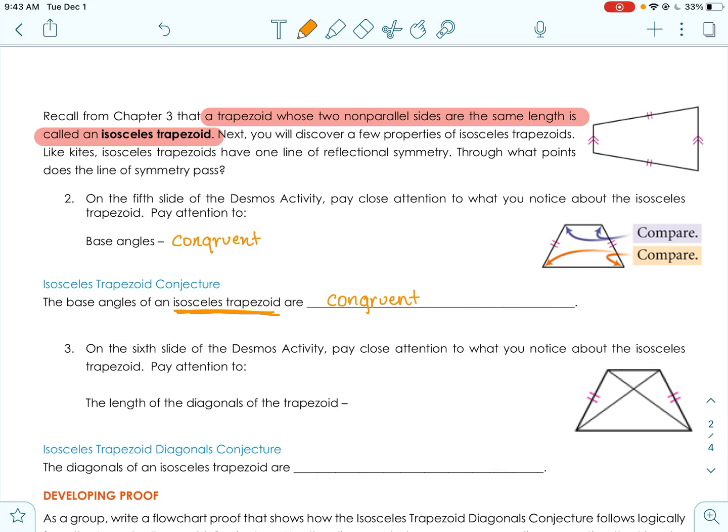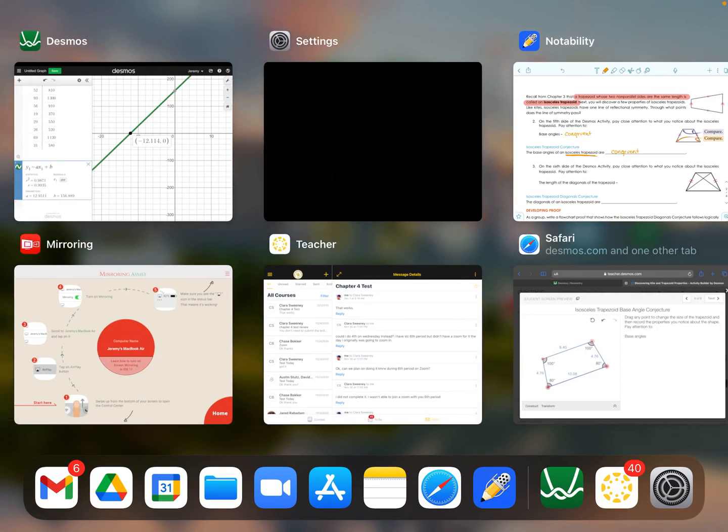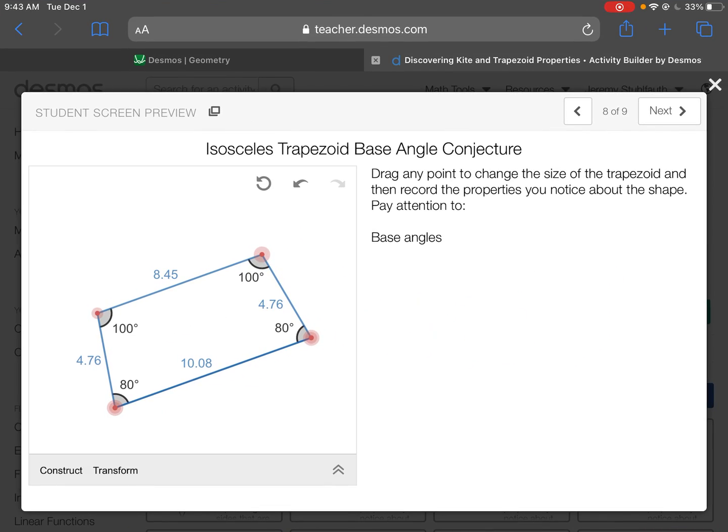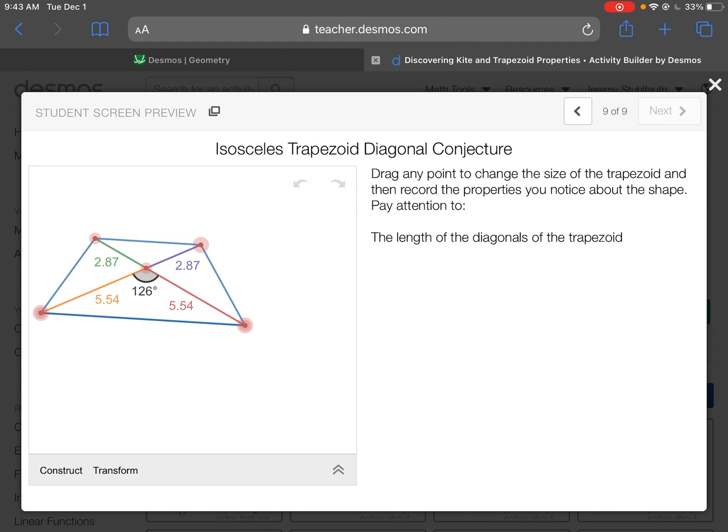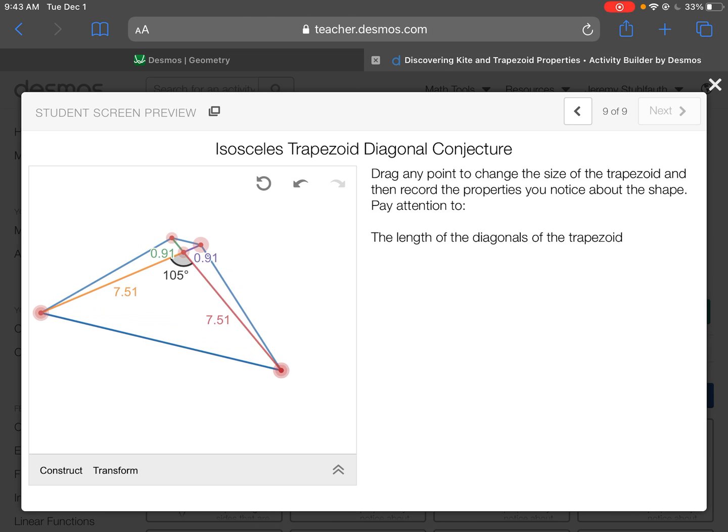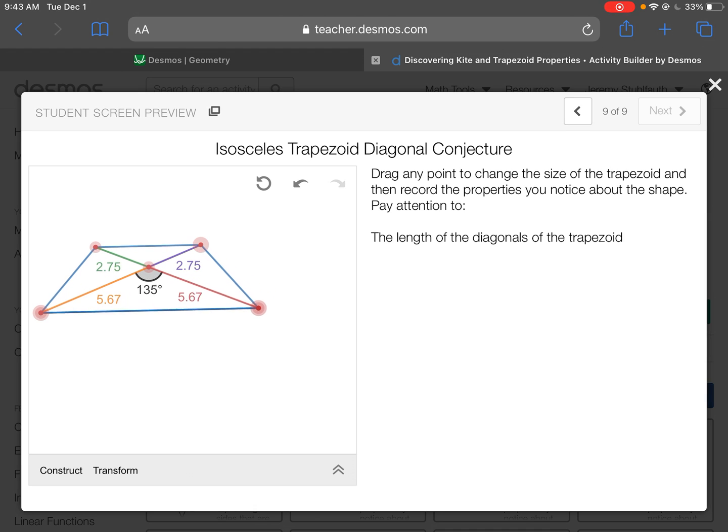Finally, we're going to take a look at what we notice about the diagonals of an isosceles trapezoid. Again, this is about an isosceles trapezoid, not just a normal trapezoid. So if you take a look at this, I want you to pay attention to what you notice about the lengths of the diagonals of the trapezoids. What do you notice about these two trapezoids?